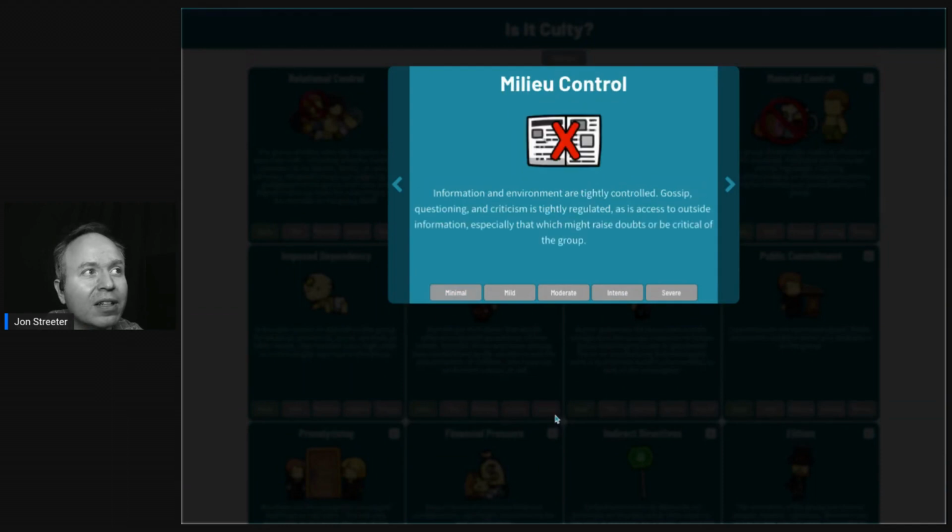Okay. Milieu control. Information and environment are tightly controlled. Gossip, questioning, and criticism are regulated tightly, and access to outside information, especially information which may raise doubts or be critical of the group, is suppressed.